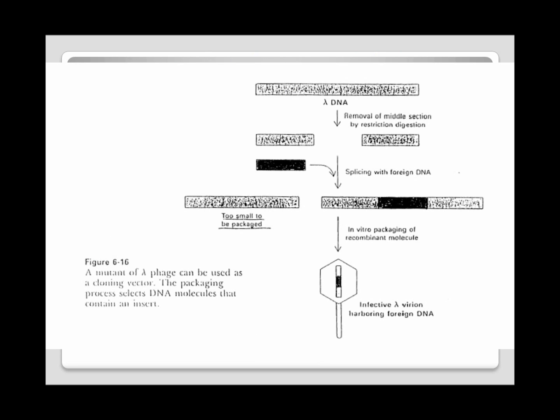This picture shows how the DNA is inserted into the phage. Firstly, the restriction enzyme will cut the lambda phage at the restriction site. At the same time, splicing of foreign DNA also occurs. The foreign DNA is now joined with the lambda phage DNA. Finally, in vitro packaging of recombinant molecule happens and it is inserted into the lambda phage, which acts as host.